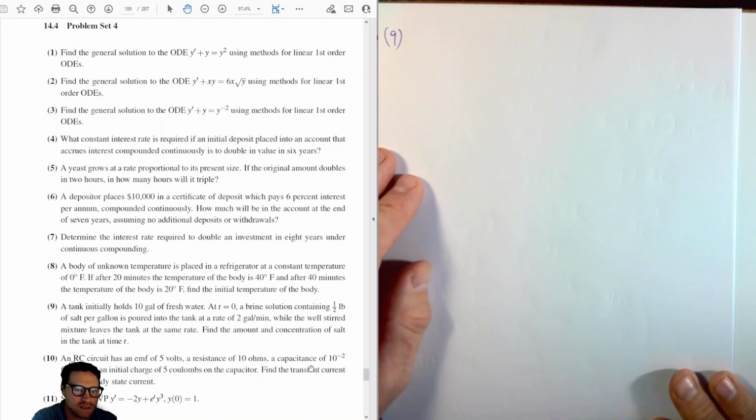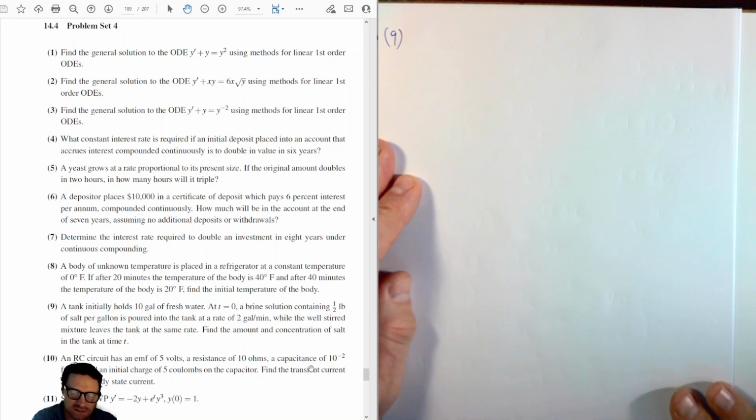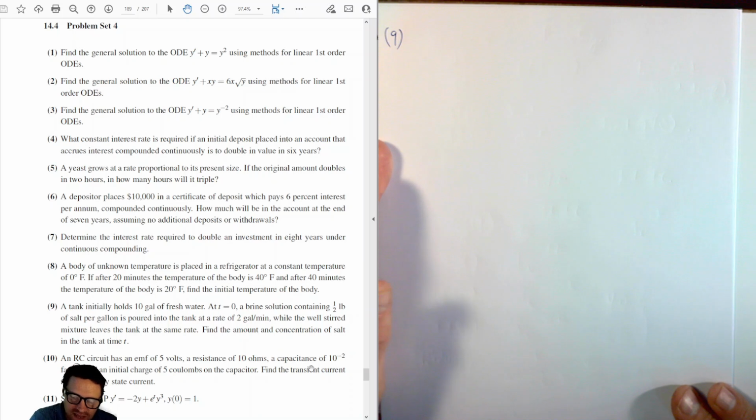A tank initially holds 10 gallons of fresh water. At t equals 0, a brine solution containing 1/2 pound salt per gallon is poured into the tank at a rate of 2 gallons per minute, while the well-stirred mixture leaves the tank at the same rate. Find the amount and concentration of the salt in the tank at time t.